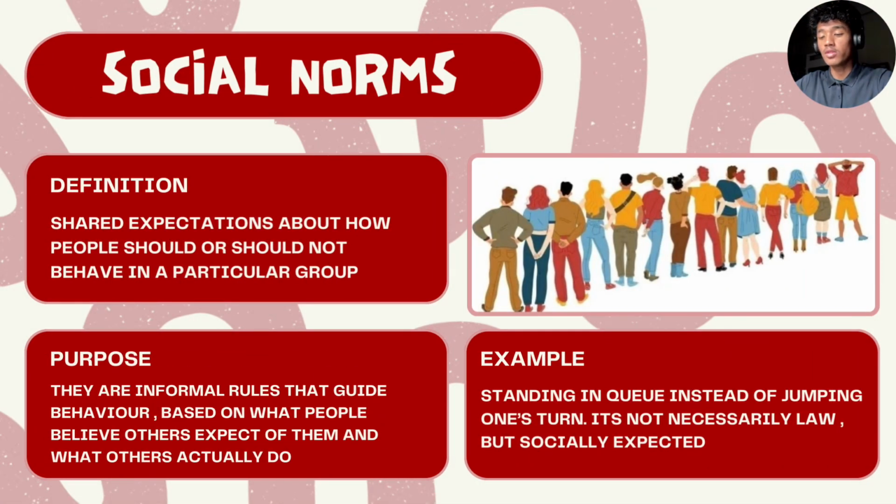Moving forward, let's look at social norms. For the definition, shared expectation about how people should or should not behave in a particular group. For the purpose, they are informal rules that guide behavior based on what people believe others expect of them and what others actually do. For example, standing in queue instead of jumping one's turn is not necessarily law, but socially expected.